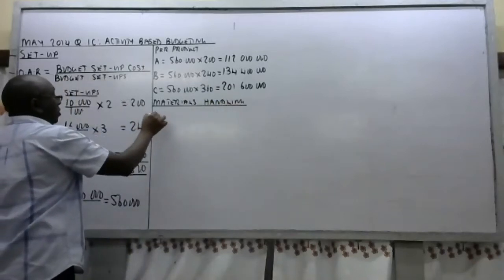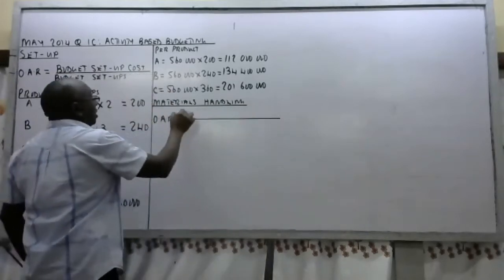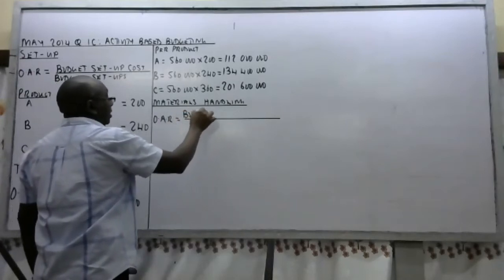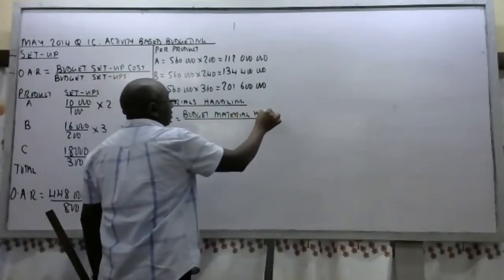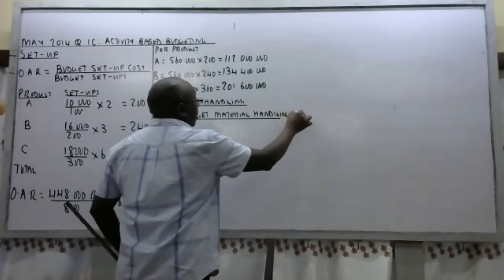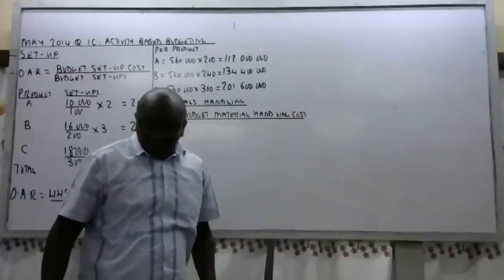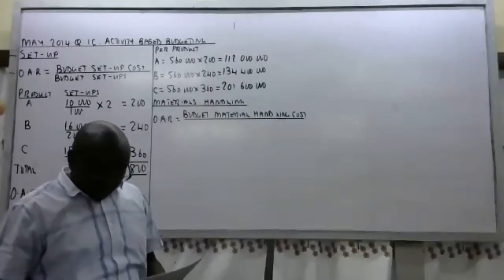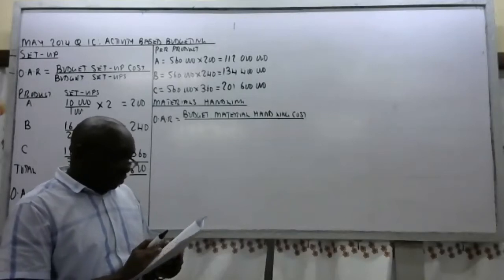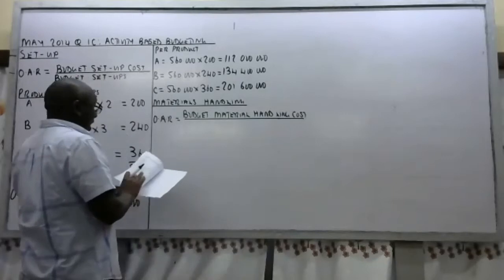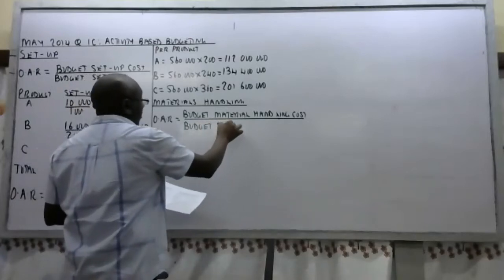So for the materials, the OAL, the overhead absorption rate, will be equal to budget material handling costs. You divide by, I think the best should be, number of material movements. Budget material movements.